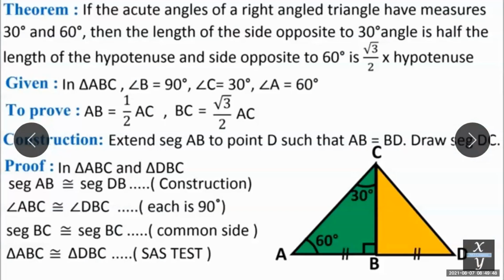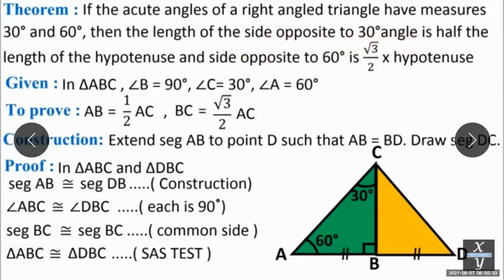Now here you can see the statement. If the acute angles, means the angles less than 90 degree, of a right angled triangle have measures 30 degree and 60 degree, then the length of the side opposite to 30 degree angle is half the length of hypotenuse. What the statement said is the length of side opposite to 30 degree angle.